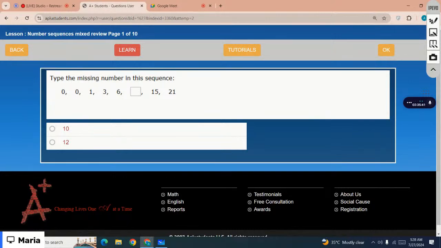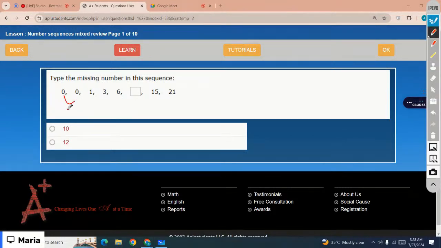The correct option is 10. Option number 1 is the correct option, right? Let's just look at how the pattern is growing. So here you have 0 plus 0 is 0, 0 plus 1 is 1, 1 plus 2 is 3, and 3 plus 3 is 6, right?